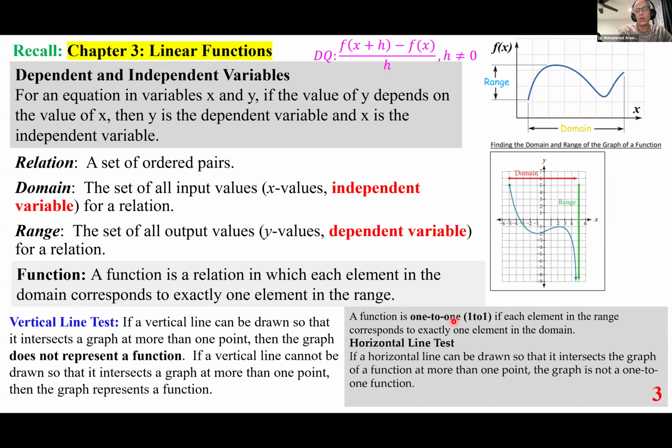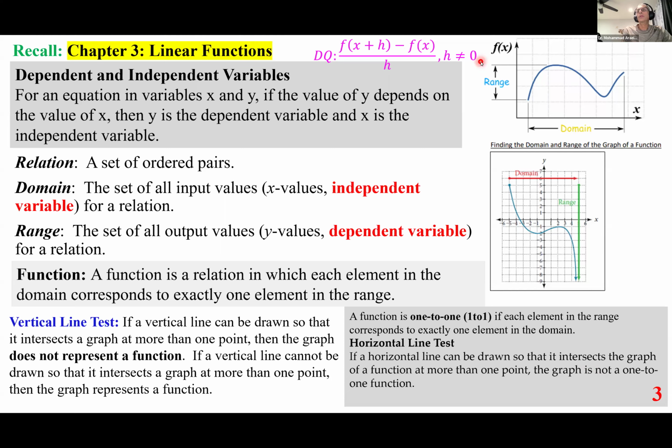A function is one-to-one if each element in the range corresponds to exactly one element in the domain. In short, in the case of a function, x can't repeat. In the case of a one-to-one function, the y can't repeat either. Horizontal line test. If a horizontal line can be drawn so that it intersects the graph of a function at more than one point, the graph is not a one-to-one function.